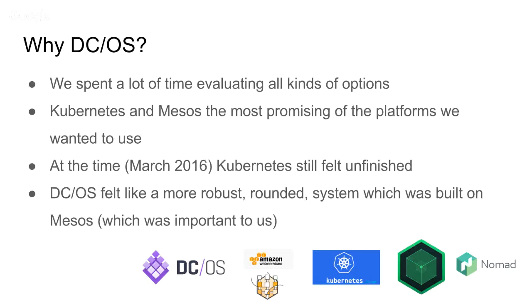And we were really trying to figure out which one we wanted to use. At the time, March 2016, when we made our platform selection, Kubernetes still felt unfinished. I think that's no longer necessarily the case, but we really love Mesos. And again, this was one of the core reasons that we chose DCOS. At the time, and still today, DCOS felt like a much more robust, rounded system. It really just worked out of the box. We orchestrated a lot of things on it. We also use Mesos a lot for orchestrating analytics runtimes and for using all the spare compute capacity, again lowering the TCO of our application stack.